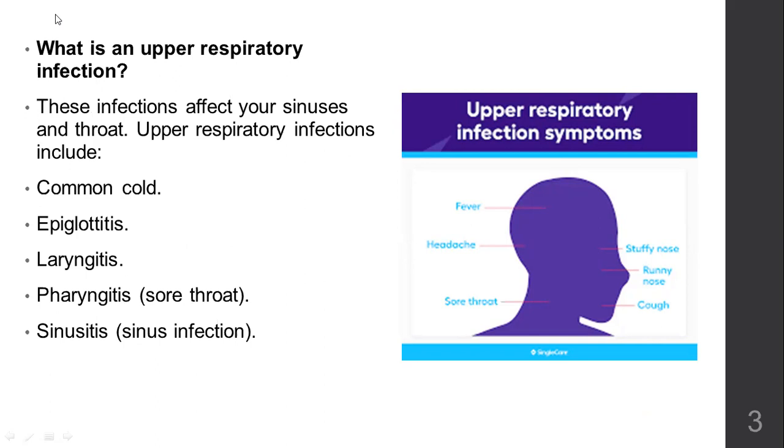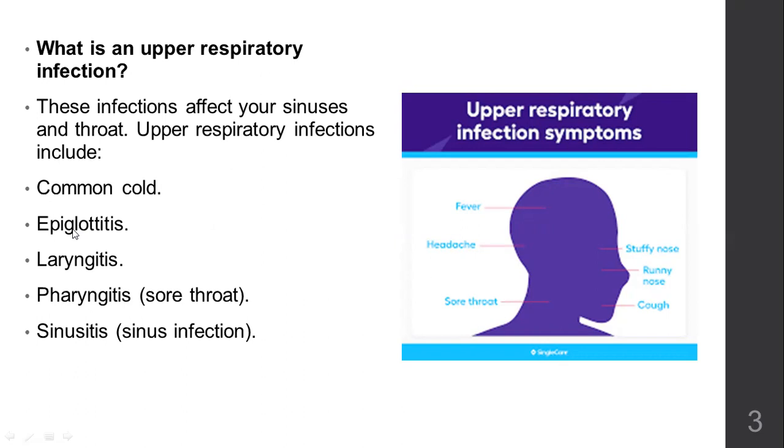What is an upper respiratory infection? Any infection that affects your sinuses, your throat. For example, common cold, epiglottitis. The epiglottis is a kind of leaf, a cover that covers your larynx. Because of the epiglottis, when you eat something, it does not go into your trachea. When you're swallowing, the epiglottis is a tissue that will cover your larynx, so nothing goes into your trachea.